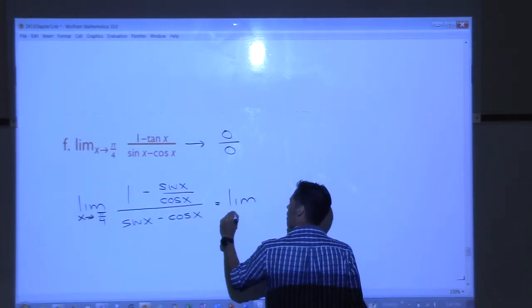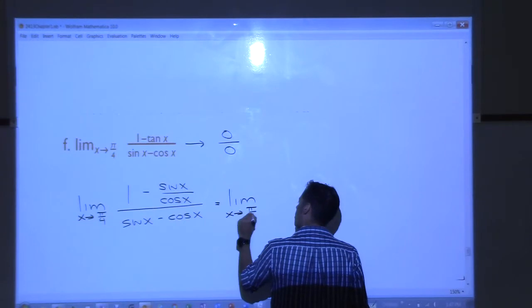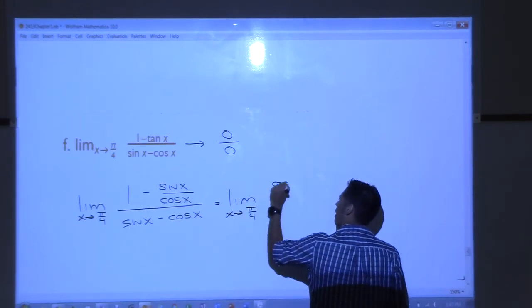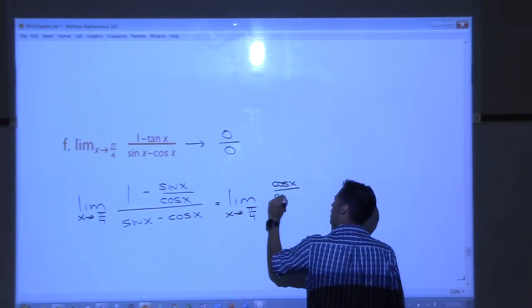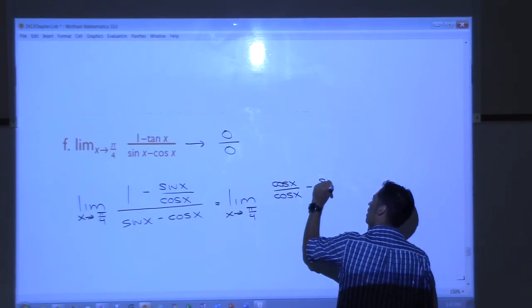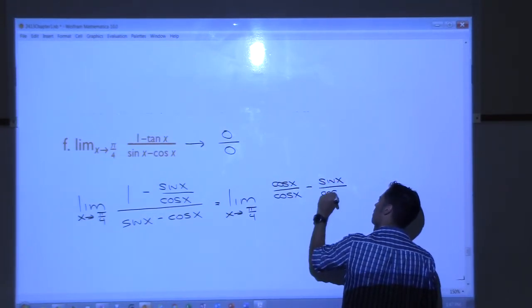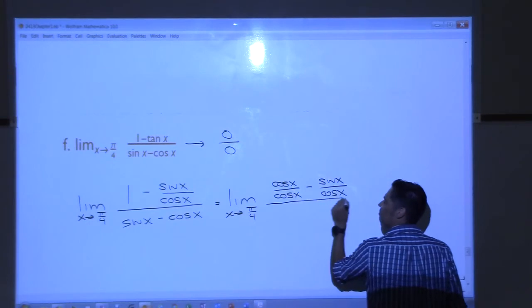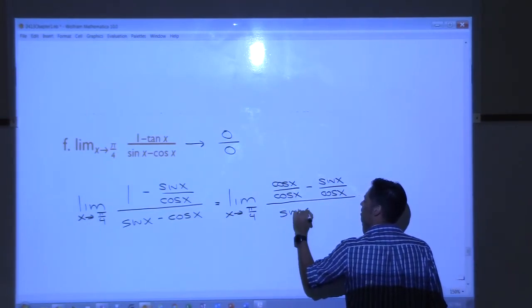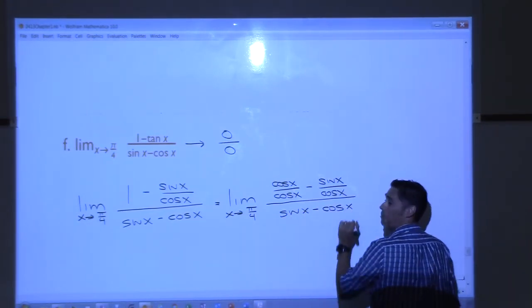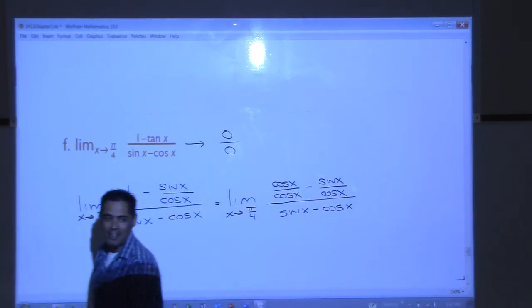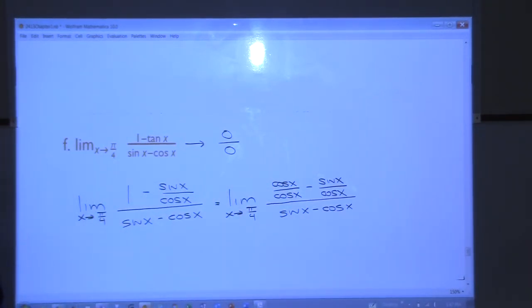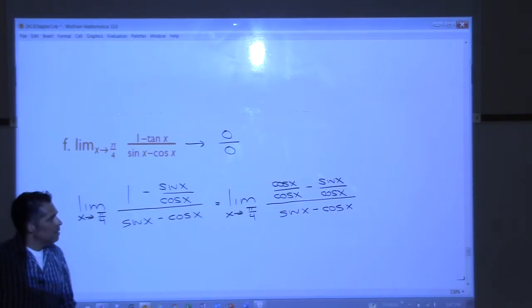Limit x approaches pi over 4. Can I ask you, Omar, why you're doing that? I'm asking because I'm sure there's a student in here going, why in the world is he doing that? I guess to simplify it. Okay, it looks more complicated to me. I'm just challenging. Well, then I would multiply by the reciprocal to simplify it.